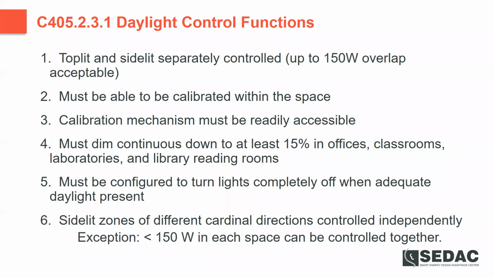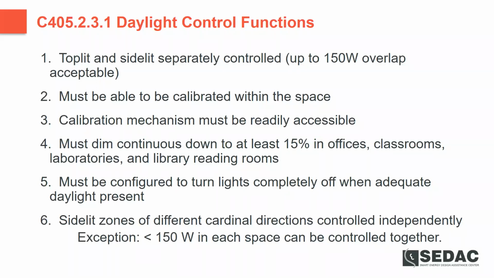In offices, classrooms, laboratories, library reading areas, places with high contrast requirements and continuous use where you wouldn't necessarily want lighting to flicker, it must be able to dim continuously down to at least 15%. And below that, then they would just shut off if daylighting exceeds the lighting requirements. Lighting must be configured to turn lights completely off when adequate daylight is present. So even in spaces that have step dimming, again, lighting must be able to turn off completely.